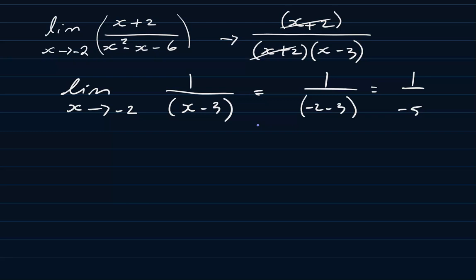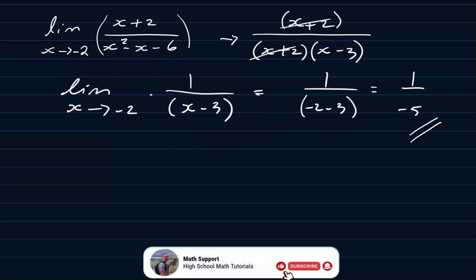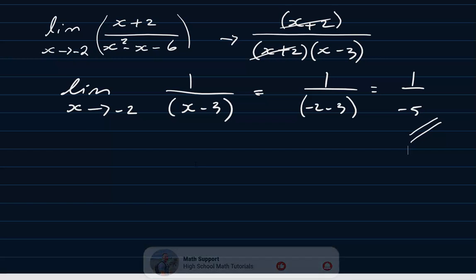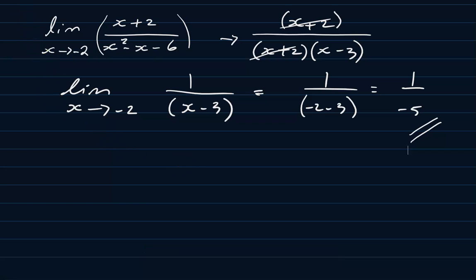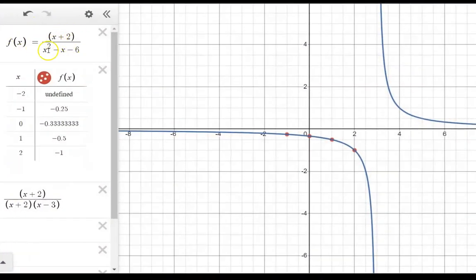Now I also want to show you what's happening on the graph. If this was the function, x plus 2 all over x squared minus x minus 6, the rational function, if we do a graphic analysis of that, let's see how that's going to show up. Okay, let's go to the graph now. So here's the graph of the function we talked about. The actual equation, the graph is right there.